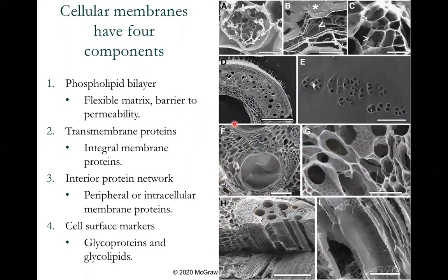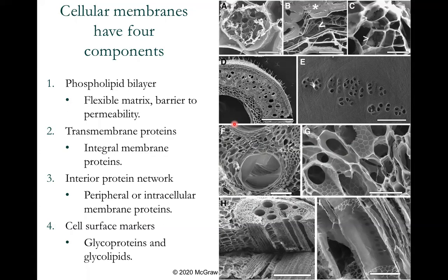Cellular membranes have 4 components. We know that these 4 components include the phospholipid bilayer, the transmembrane proteins, the interior protein network, and cell surface markers. Within the phospholipid bilayer, we can say that this is the flexible matrix of the cell, which allows for a barrier to different objects coming in and out of the cell. So it's a barrier to permeability. The transmembrane proteins themselves are integral membrane proteins, which we saw before, that are embedded in the membrane of the phospholipid bilayer.